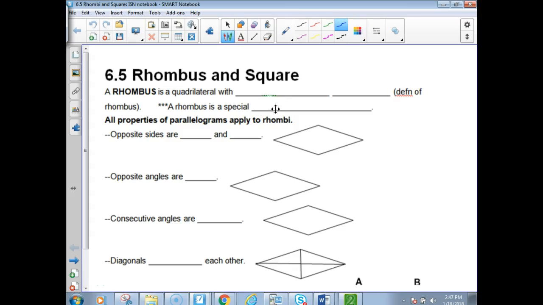So we're going to talk about the properties of a rhombus and a square today. A rhombus is a quadrilateral with 4 congruent sides. That is the definition of a rhombus, a parallelogram with 4 congruent sides. A rhombus is a special parallelogram. All the properties of parallelograms apply to rhombi.